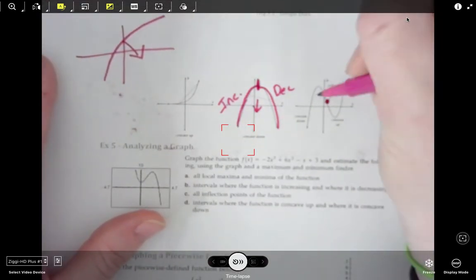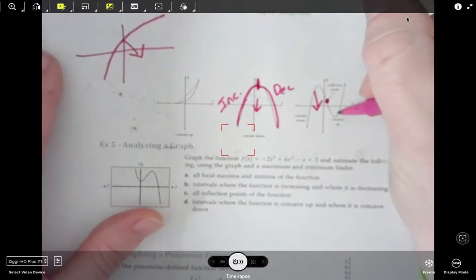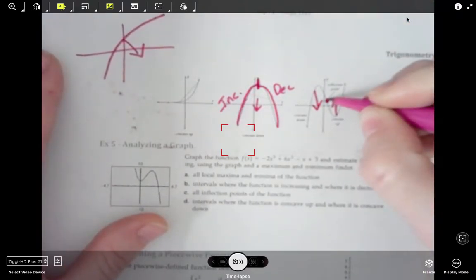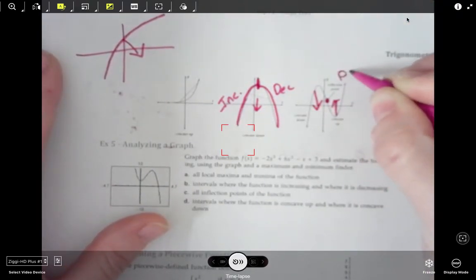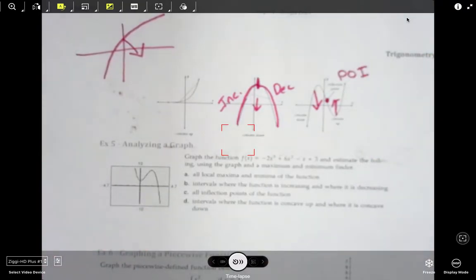This point right here is where it changes from concave down to caving upward, and this is called a point of inflection. They call it an inflection point. It's a point of inflection. I call it a POI.